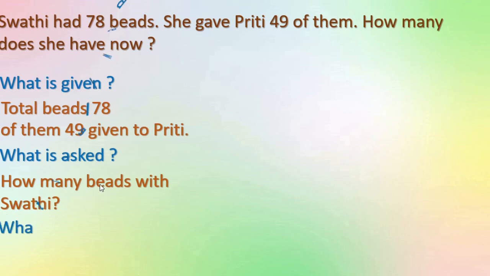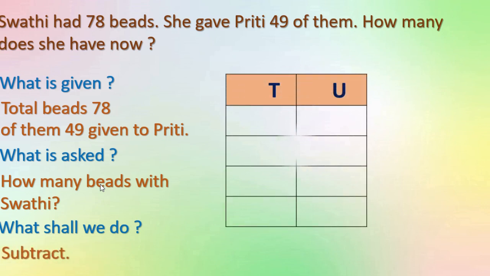And what shall we do? Yes, subtraction. Very good. We'll make a table. Let us write 78. That is nothing but total beads. And she gave Preeti 49. So, minus 49. That is beads given to Preeti, her friend.